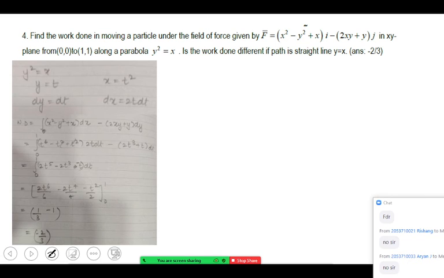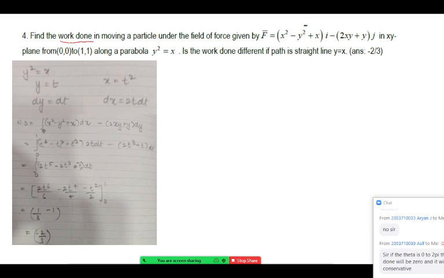Okay, so here already one part of the solution is given for this question. Let me take the fourth example here. Fourth example is find the work done.